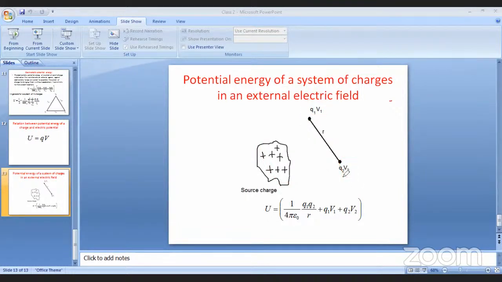So what is the total potential energy of this system of charges in this external electric field? That is given by U equal to 1 by 4 pi epsilon naught Q1 Q2 by R, plus Q1 V1, plus Q2 V2. This is the total potential energy of the system of these charges in an external electric field. You need to remember all these equations and formulas so that you can have a good command over solving numerical problems in physics. This will be very helpful to you.